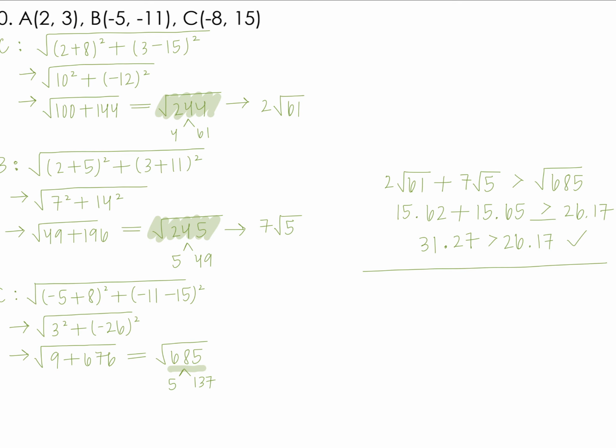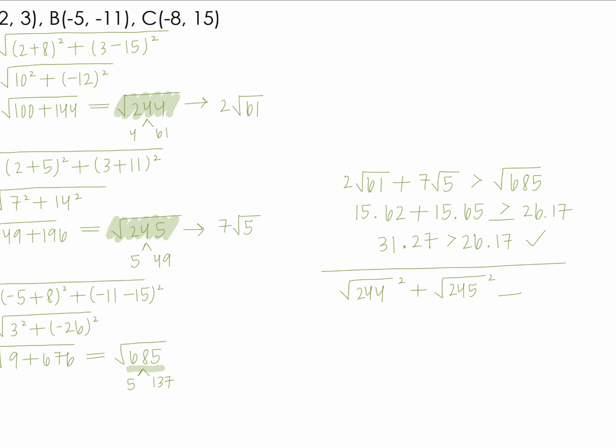Okay, so what I'm actually going to do is, this is going to help me out a little bit better. I'm going to use the square root of 244 squared, plus the square root of 245 squared, and then we're going to use the square root of 685 squared. Just because when I square that, I'm just going to get rid of the radicals. So I'm really just going to have 244 plus 245, and then over here, that 685.